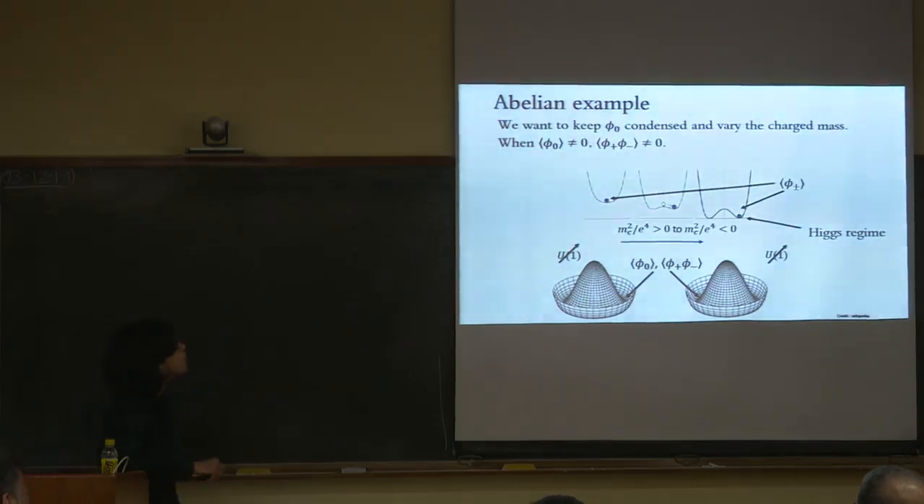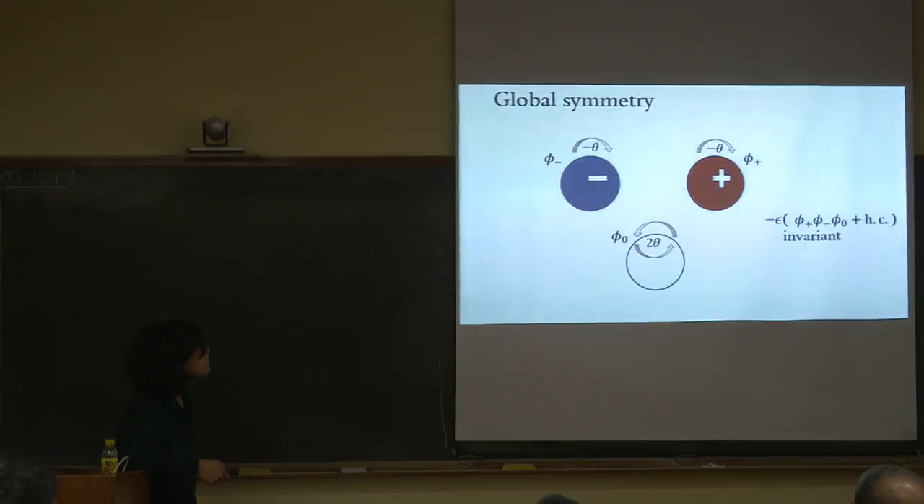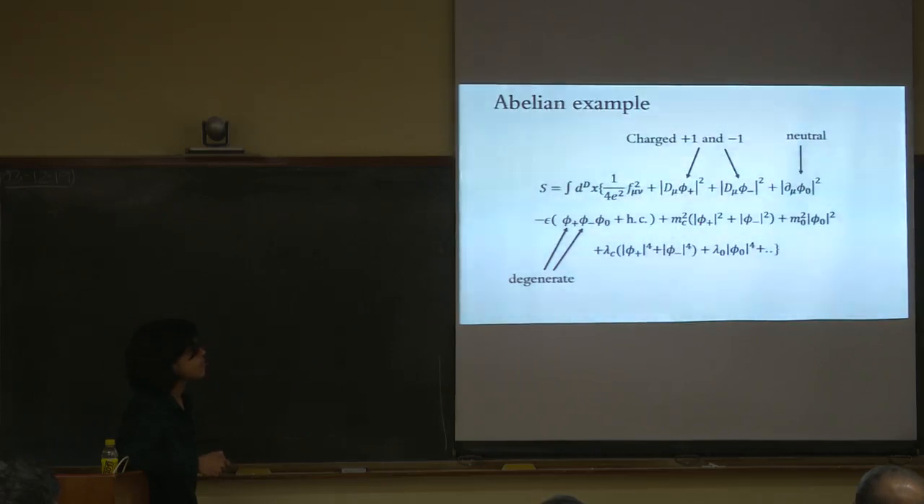So that's the story. I want to keep phi naught condensed and vary the charge mass while keeping phi naught condensed. What is MC? Can you show that formula again? This term. Okay.